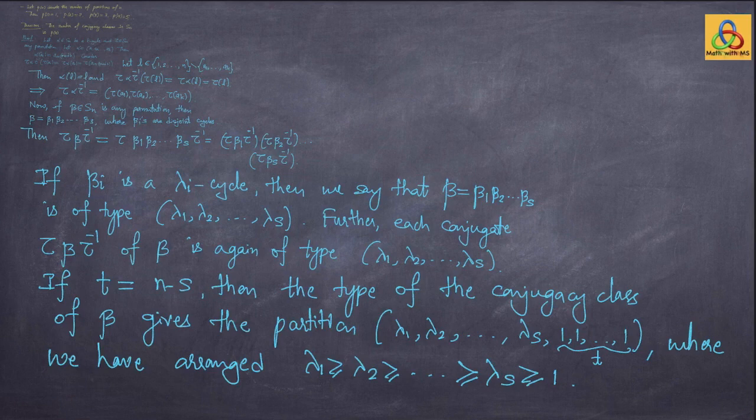If we can show that two permutations of the same type are conjugate, then each conjugacy class in the symmetric group gives a unique partition of n. Conversely, if I am given any partition of n, then I can take any permutation with that cycle type and that will give me a conjugacy class. That will show that there is a one-to-one correspondence between the conjugacy classes in the symmetric group and the partitions of n.